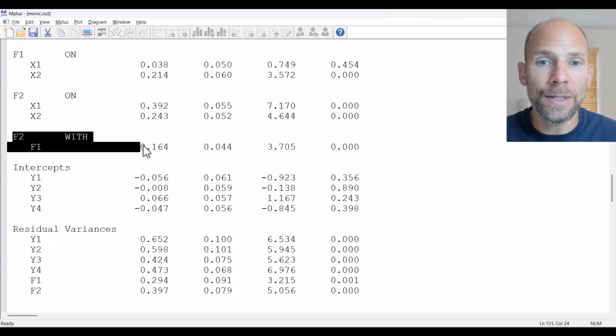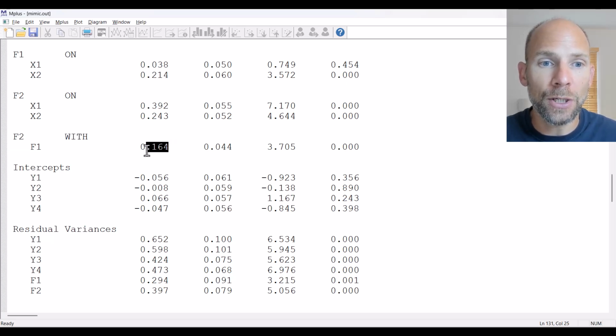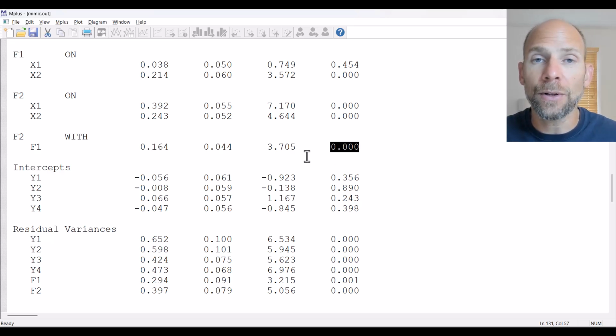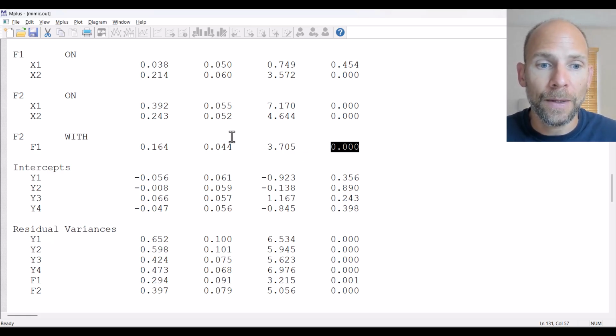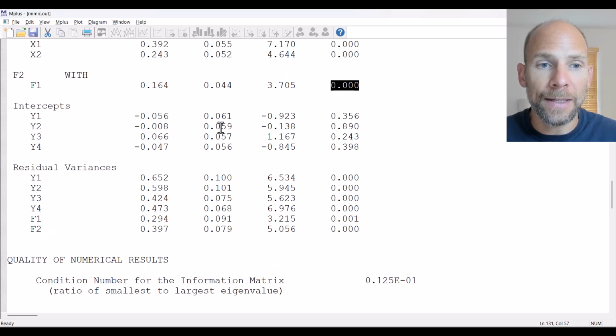And so you can see here that there is an association of 0.164. This is a covariance because here this is the unstandardized solution. So the covariance between f1 and f2 is 0.164, and it is statistically significant. So after accounting for x1 and x2, there's still an association between those two factors. Next, we can take a look at the standardized solution.